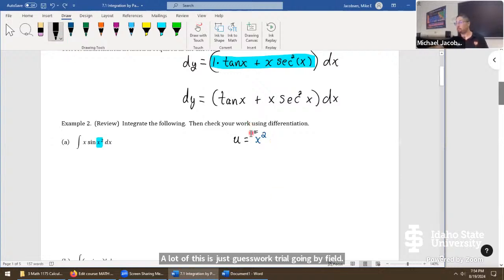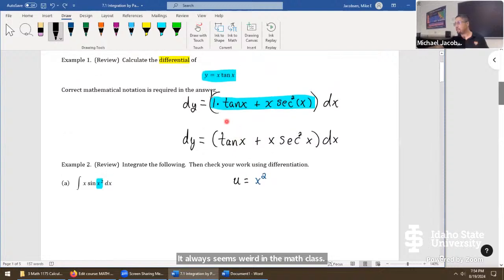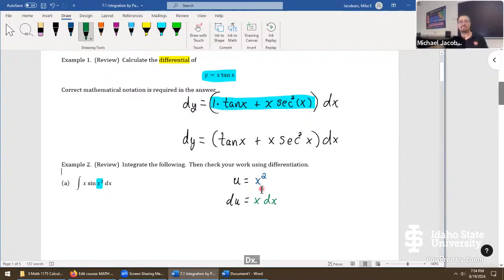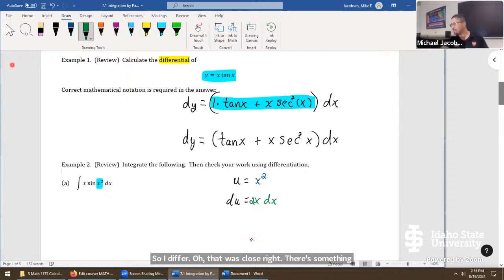But as soon as you have your u, you need the differential. Here we had a y function, so we started as a dy. Here, if we indicate it as a u, we would do du. So du is now equal to x dx. So I differentiate, oh, that was close, right? There's something missing here. That should be a 2x dx. Let's see if we can space that better.